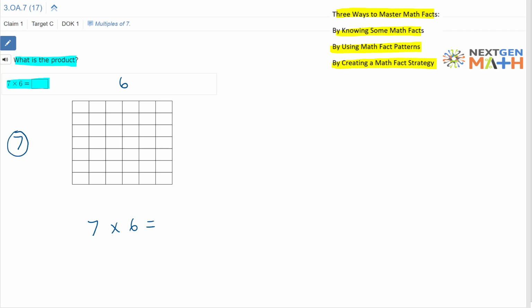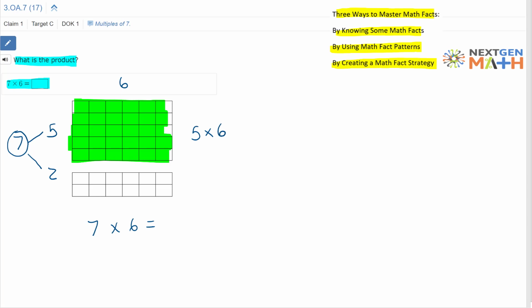Well, we could write 7 like this: 5 and 2. Why 5 and 2? Because I know what 5 times 6 is and what 2 times 6 is. Let's show that on the array, and we're going to split the array to show 5 rows of 6 and 2 rows of 6. So now here's our array. Here's 5 rows of 6. That means 5 times 6, or 5 rows of 6.